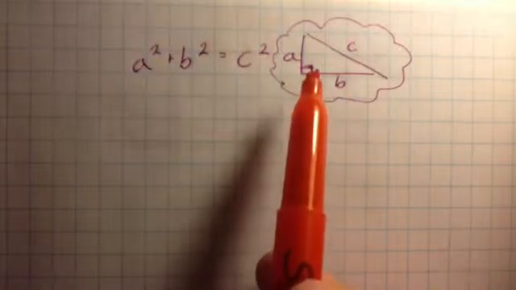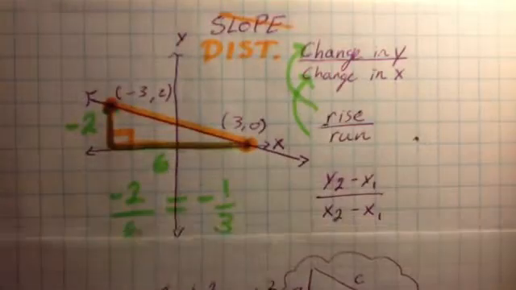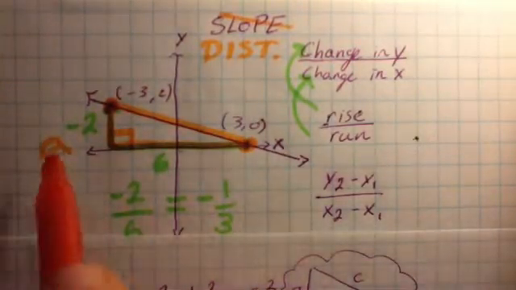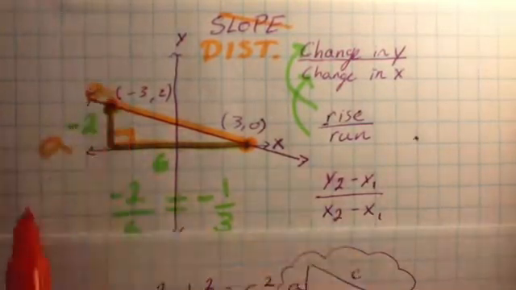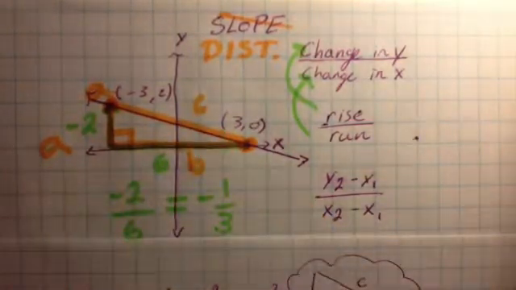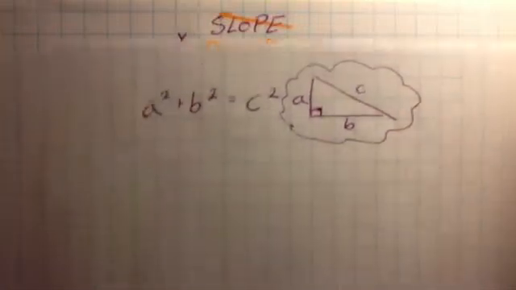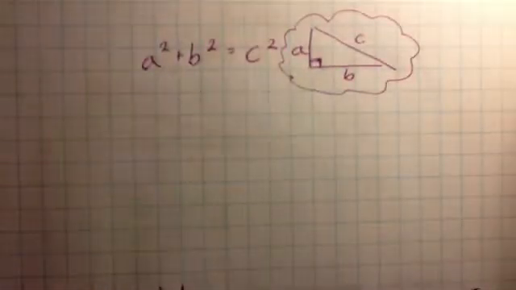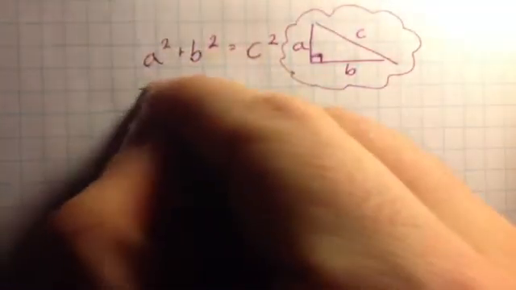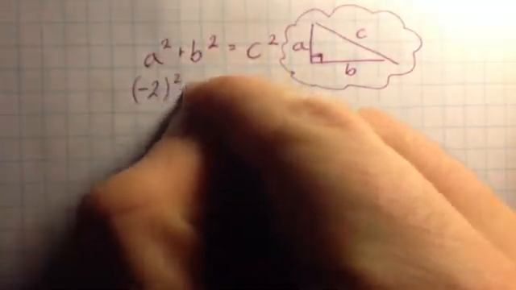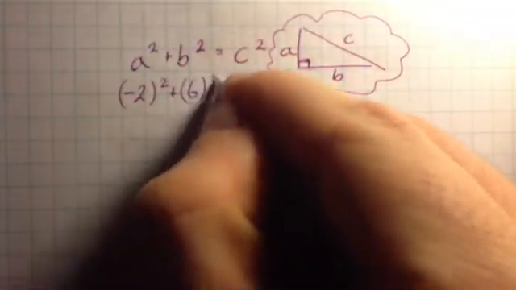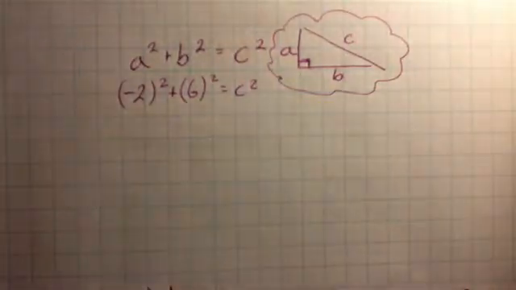So let's check what we have in the other picture. Let's see. Our a would have been -2. Okay. Our b, so our a was -2, our b was 6, and c was this distance that we're trying to find. Okay, so let's plug those into the Pythagorean theorem, just like this. So let's see, -2 squared plus 6 squared equals c squared, and c is that distance we're trying to find.